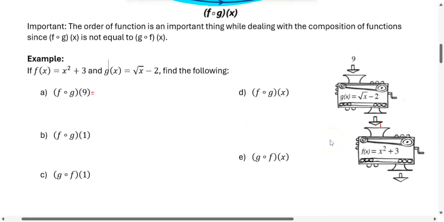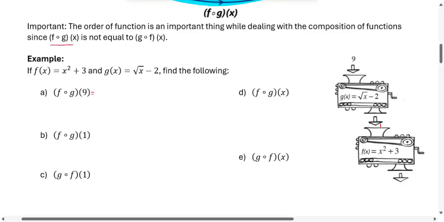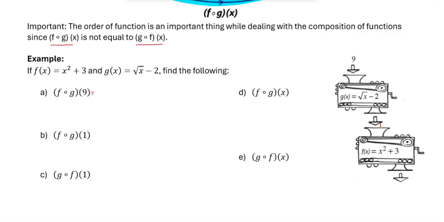I have a little note here. The order of the functions is an important thing when dealing with the composition of functions, since f compose g of x is not necessarily equal to g compose f of x. It can be, but it's not necessarily. Most of the time they are not equal. In rare exceptions they are.